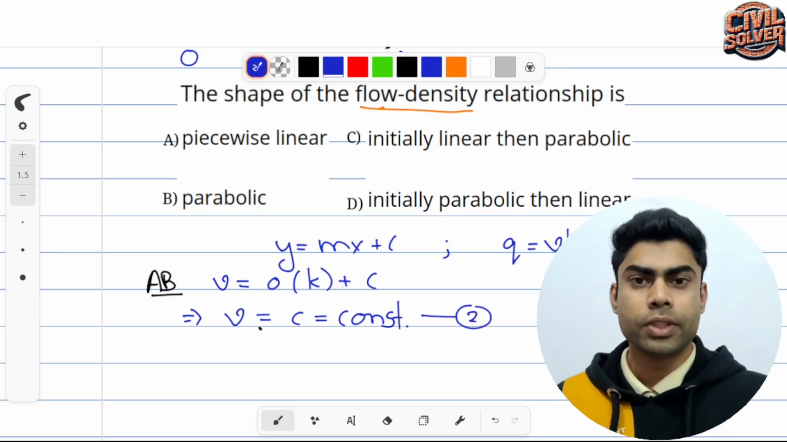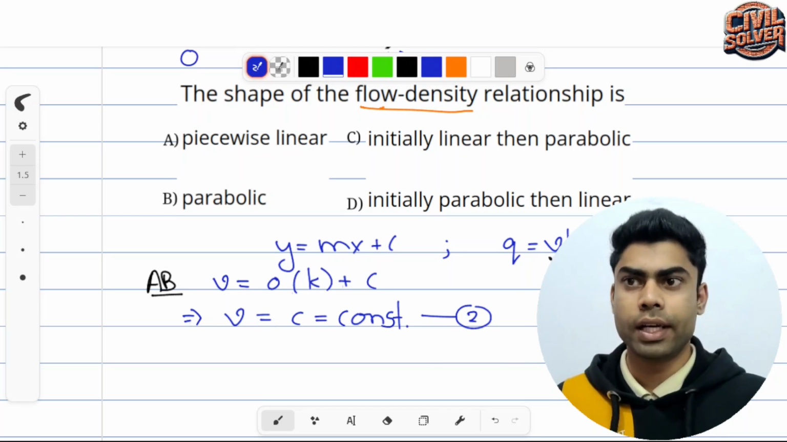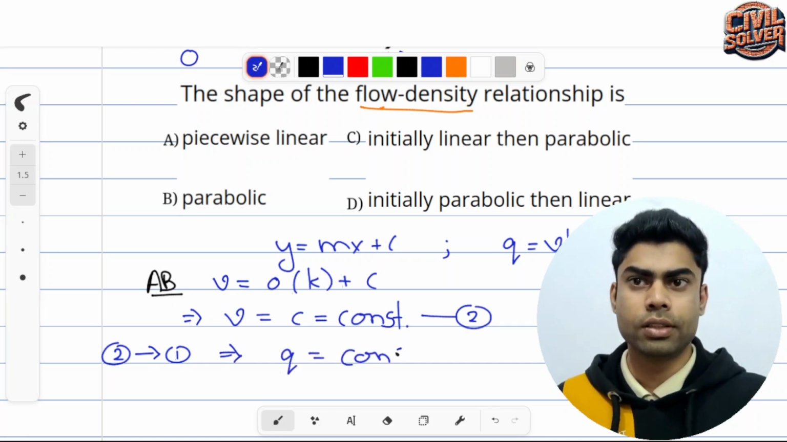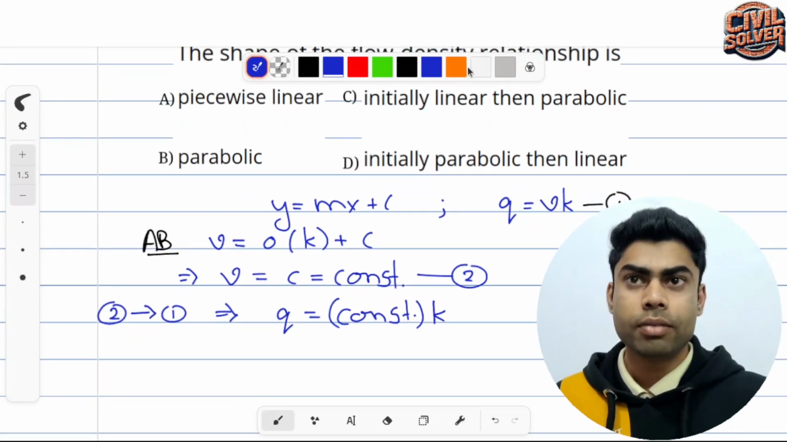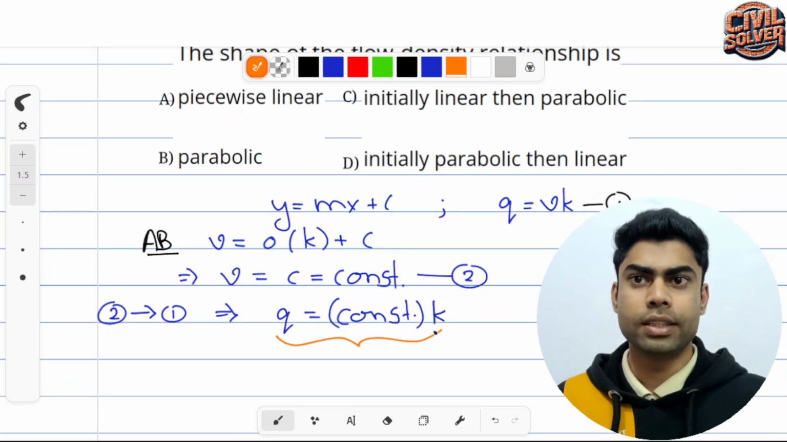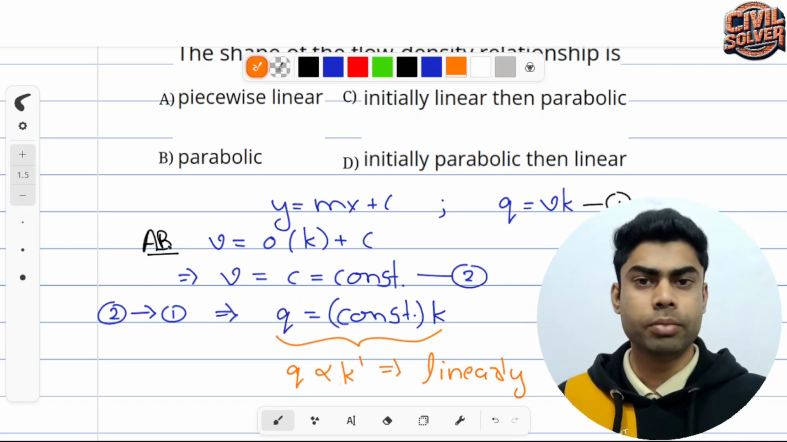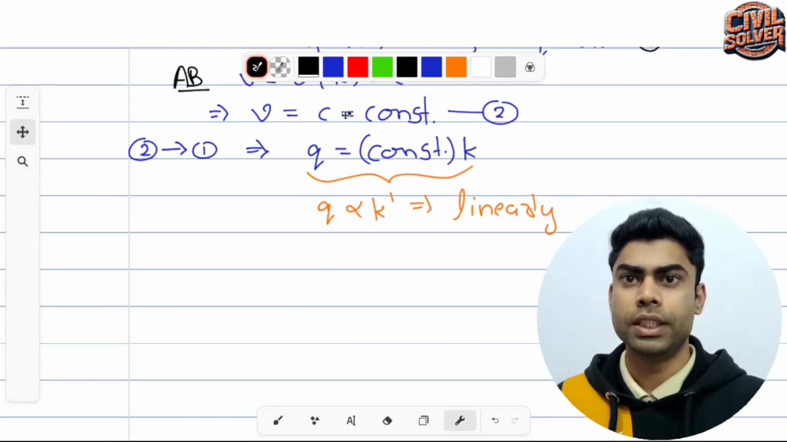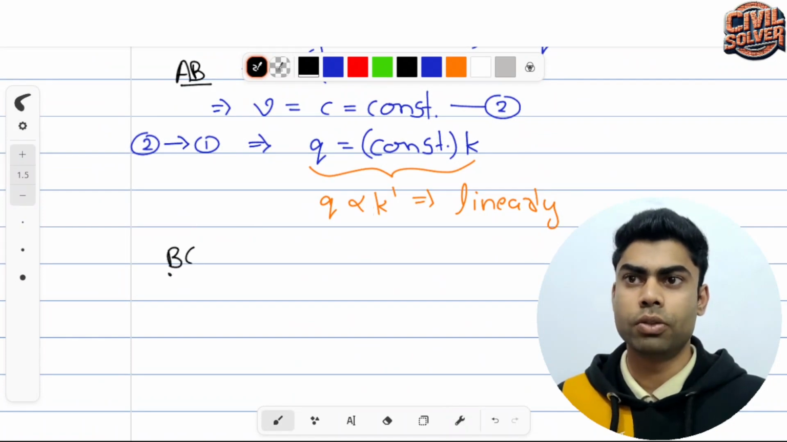Now putting the value of speed from equation 2 in equation 1, we will get q is equal to v, which is constant, times k. That means we can conclude from this relation that q is directly proportional to k to the power 1. That means they both are linearly dependent in the portion AB. Okay, now portion AB is done. We have to solve the portion BC now.